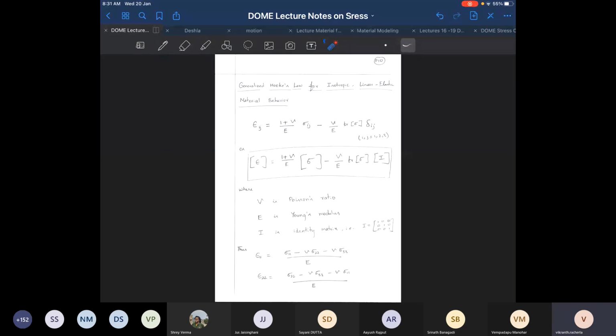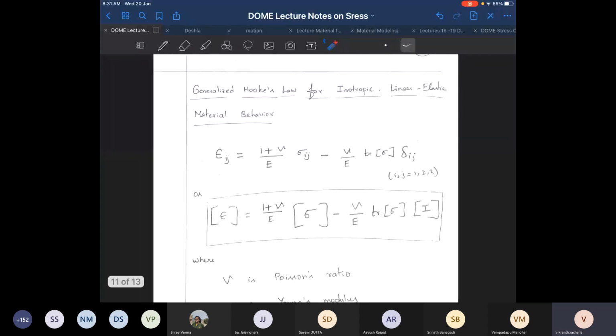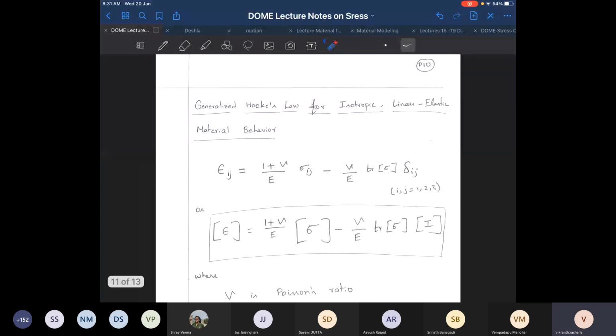Now, as I had told you before, for the design of machine elements course, we would only be concerning ourselves with linear elastic deformation, and that too isotropic linear elastic deformation. Let us spend a couple of minutes over here to understand the implication of each of these words. First, let's start with isotropic. What is the meaning of isotropic material behavior?